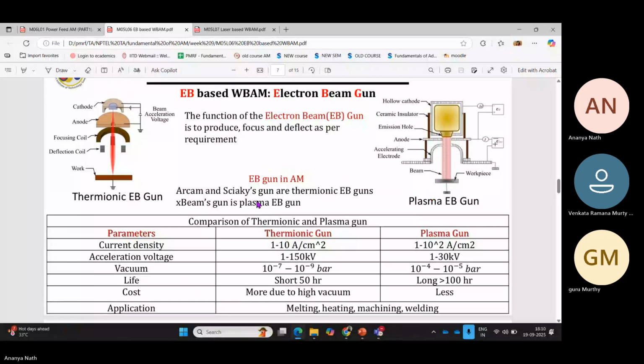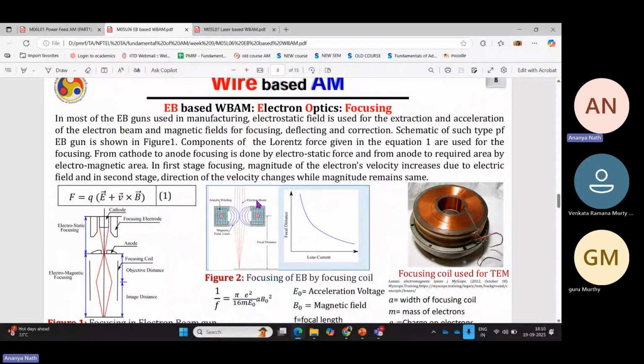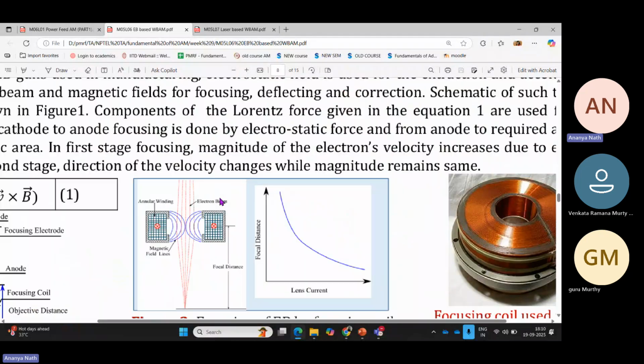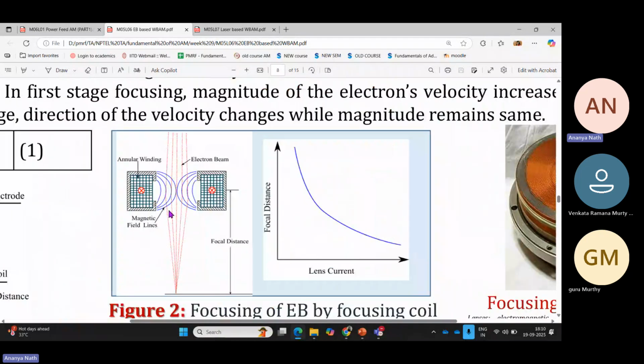So now I am having the electron beam. You can see here the electron beam is getting focused because of these electromagnetic coils, which are basically repelling the electrons.